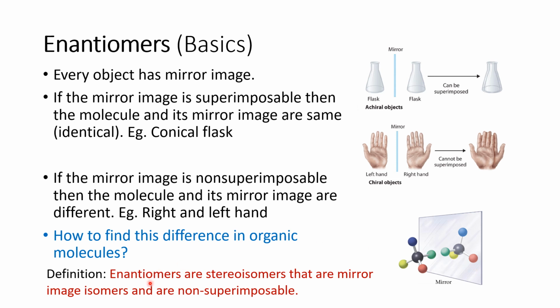So by definition, enantiomers are stereoisomers that are mirror image isomers and are non-superimposable. We will see in later videos how to look at molecules and how to see whether they are non-superimposable.